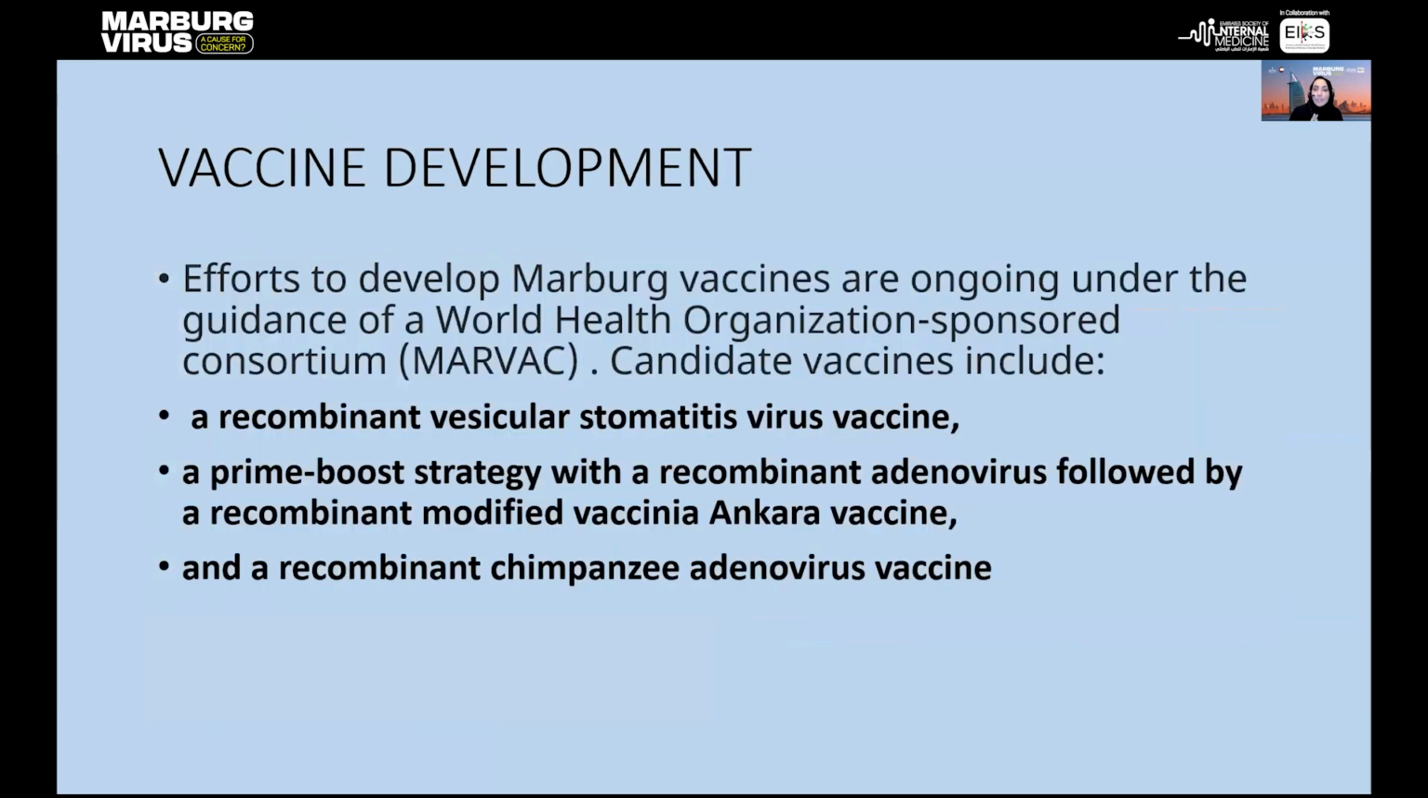There are a lot of efforts organized by WHO and different institutions and R&D centers, and there are 3 candidates for vaccines. There's the recombinant vesicular stomatitis virus vaccine. There is the prime boost strategy with recombinant adenovirus vaccine, followed by a recombinant modified vaccinia Ankara vaccine, which is used for monkeypox, and a recombinant chimpanzee adenovirus vaccine.